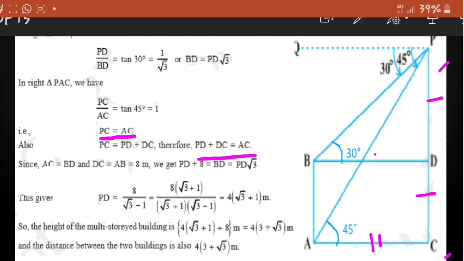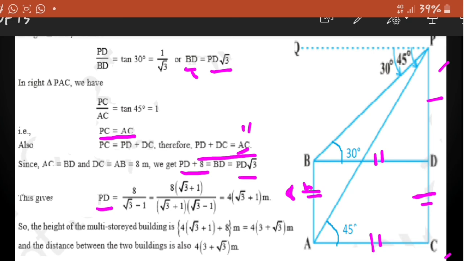Again this AC is equal to BD, and the value of BD is equal to PD root 3. So in place of this AC, put PD root 3. Because AC is equal to this BD, and also the value of DC and the value of AB is same, and the value of AB is given as 8 meter. So put the value here, PD plus 8 is equal to PD root 3.